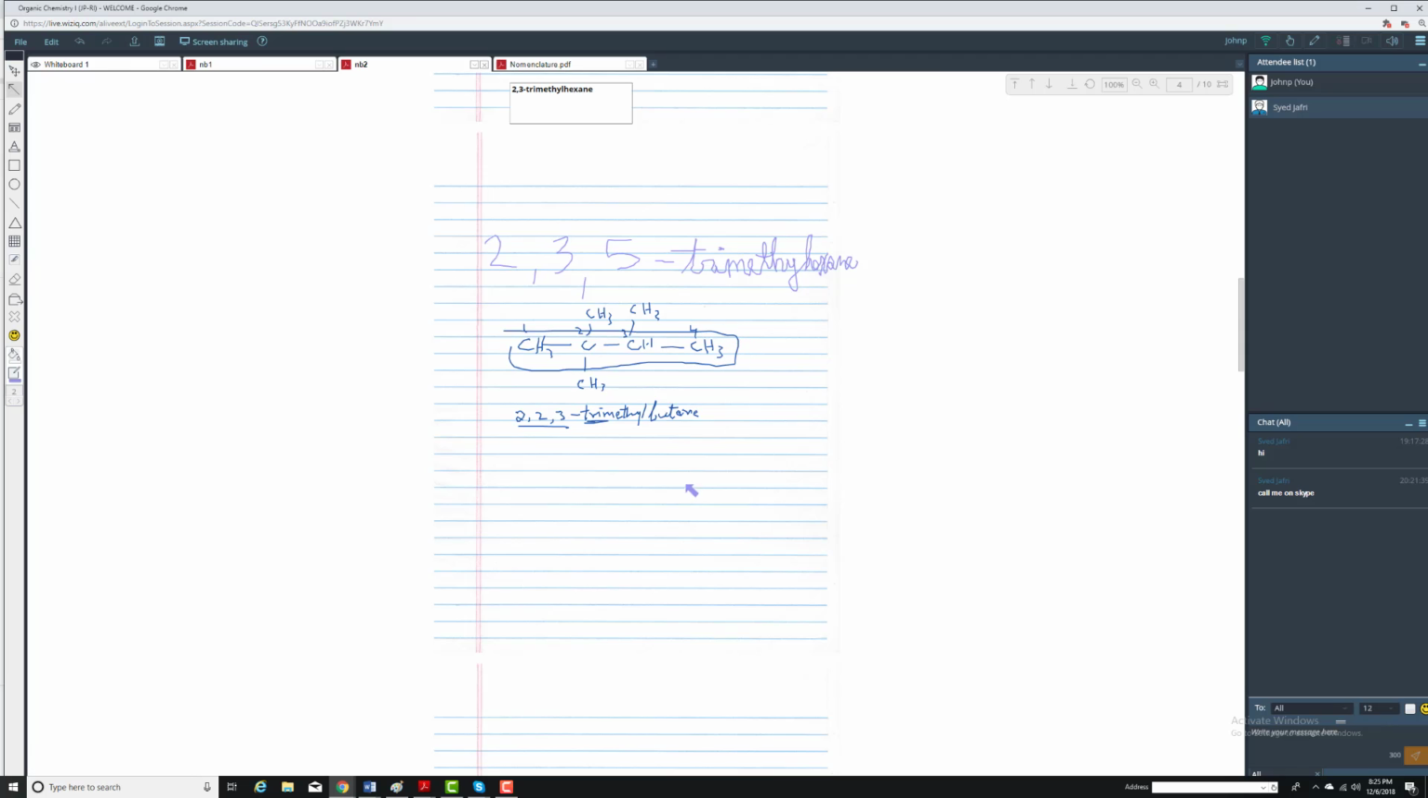Okay, what's wrong? We'll start from the opposite side. Suppose I start numbering from this side: 1, 2, 3, 4. I am writing the name: 2, 3, 3 trimethyl. And always put the number at the top. Is it correct or wrong?